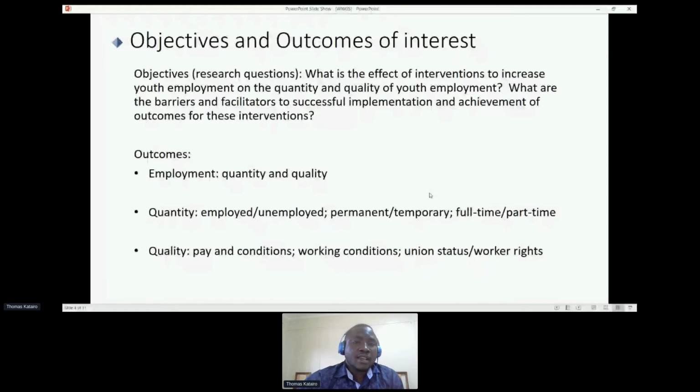The outcomes we are looking at are mainly the quantity and the quality of employment: the number of people that are employed or unemployed, whether they have permanent or temporary jobs, and whether these jobs are full-time or part-time. Then when it comes to quality, we are looking at pay and conditions, whether these people are getting good pay, and whether they have good conditions when they are working. That comes with the working conditions. And whether these companies are also looking at worker rights.